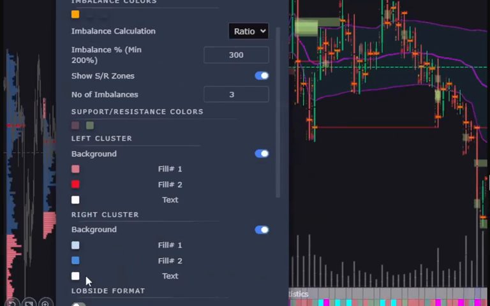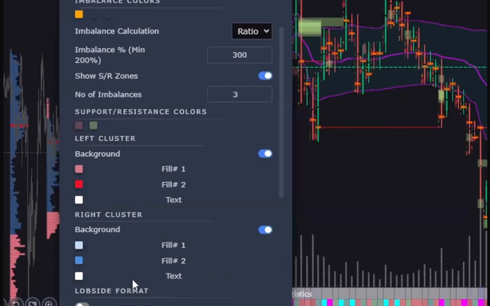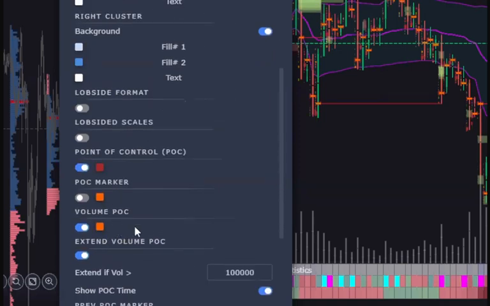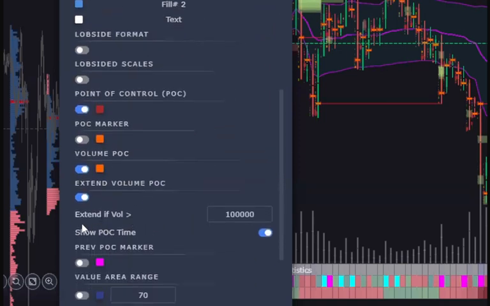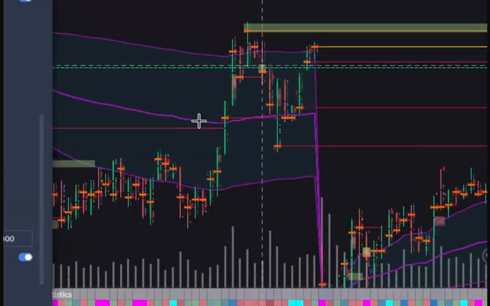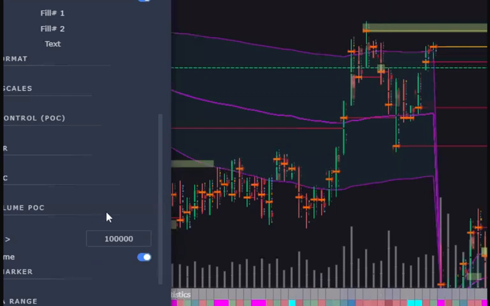And then you can change the color, from white to black, black to white, different colors, those sorts of things. Again, POC, etc., you can do. There's an interesting thing here, extend if volume. If you see view POC, I don't want to see all the POCs. I want to see very specific POCs where large volume traded.